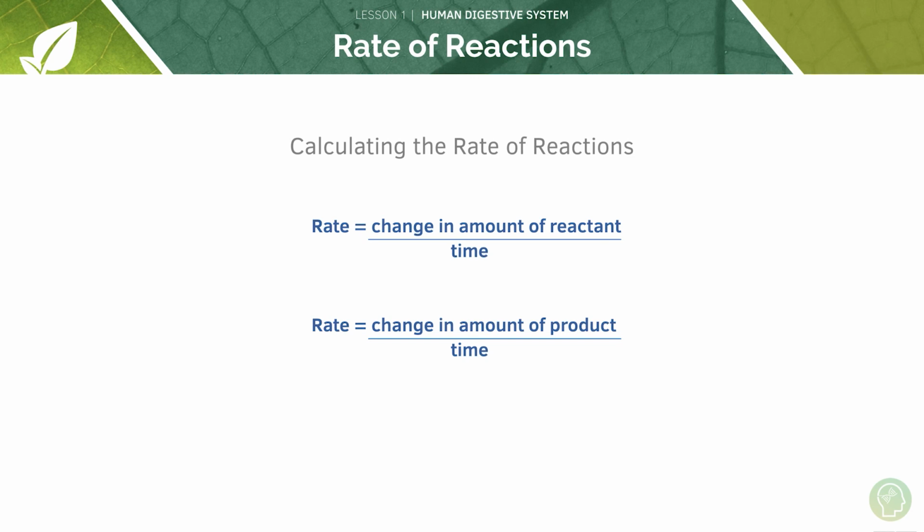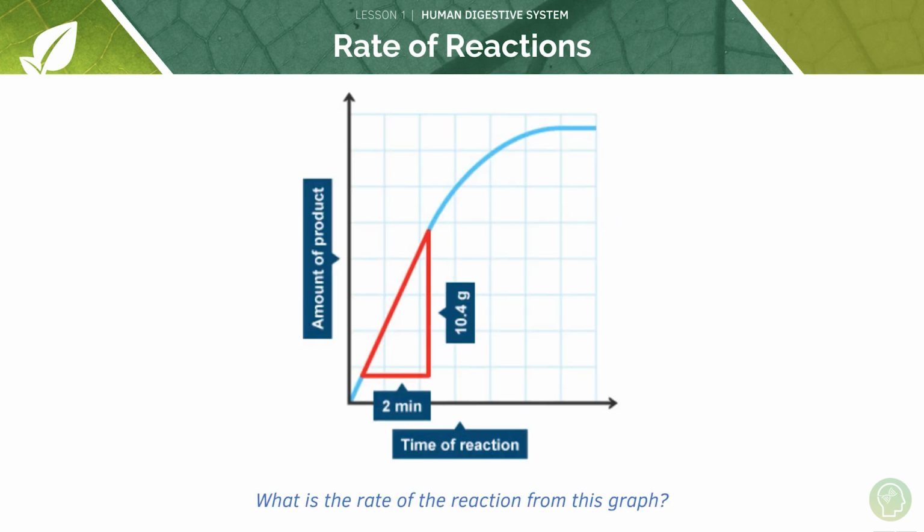First of all, that the rate of reaction is equal to the change in amount of reactant over time. So usually what will happen here is the amount of reactant will decrease as it forms the product. Or equivalently, we can look at the change in amount of product, which will increase over time. So these two equations are ones that you should learn. And often you may need to calculate the rate of reaction from a graph. And all this involves is finding gradients. So we'll work through this step by step.